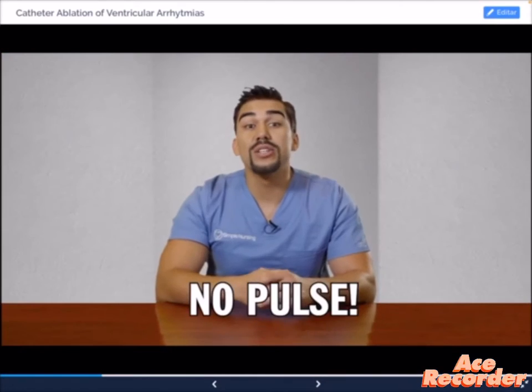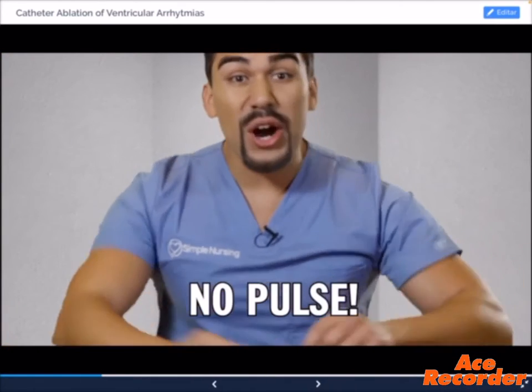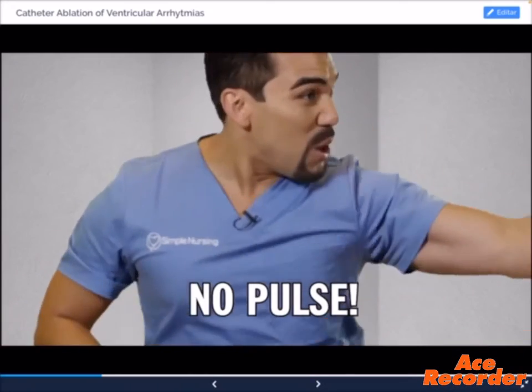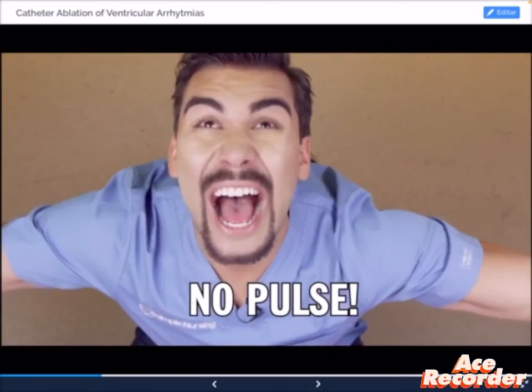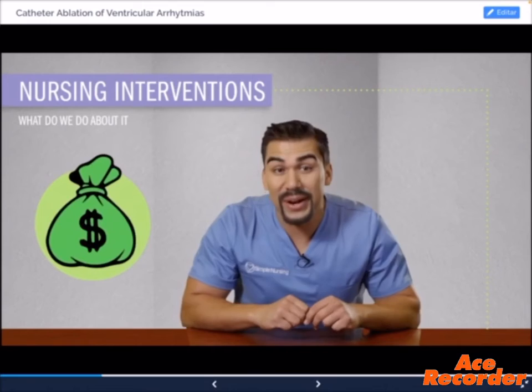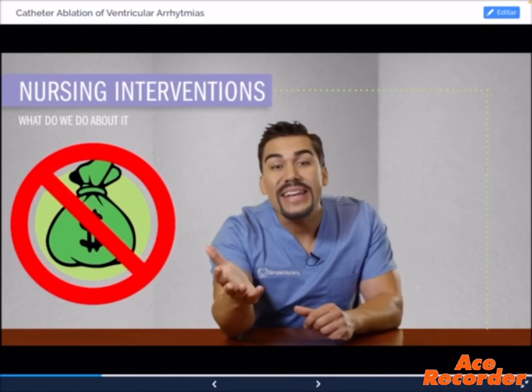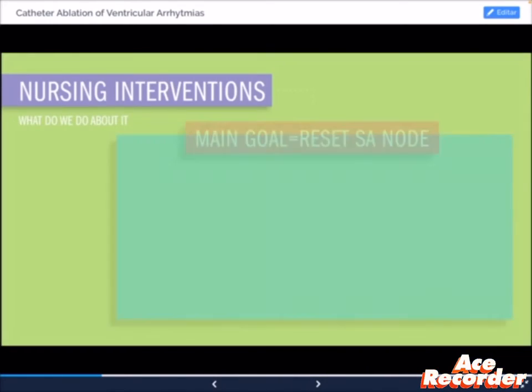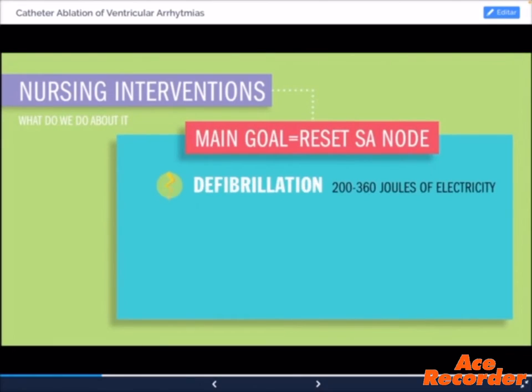Now, if the patient has no pulse, well then, grab a crash cart, call a code, you start CPR, go to lunch, pay my bills! Okay, well, maybe not pay the bills part, but we're gonna start immediate defibrillation, that supersized shock. 200 to 360 joules of electricity. The main goal is to reset that SA node.